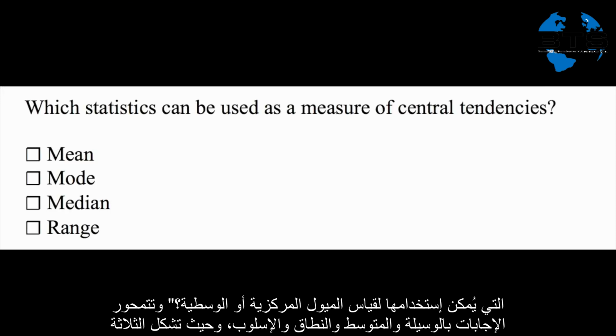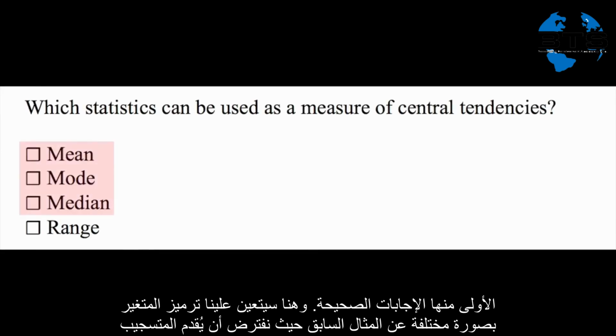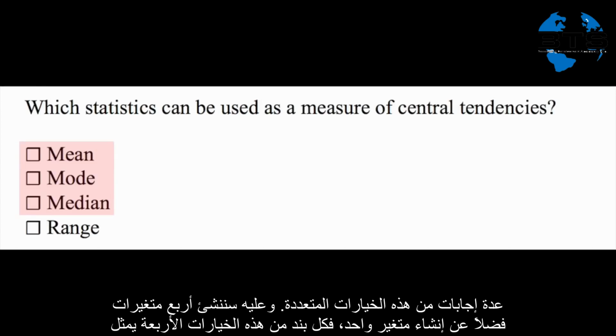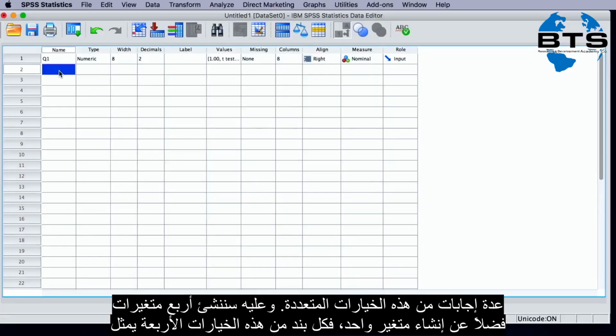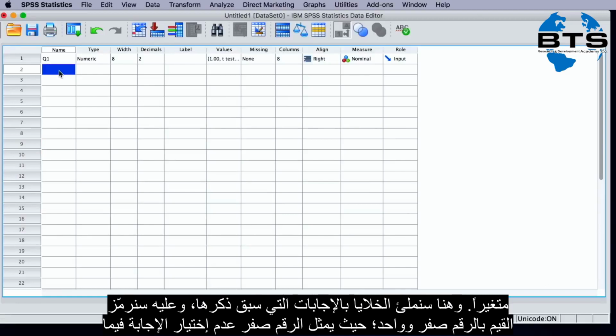The possible answers are mean, mode, median, and range, and clearly the first 3 are the correct answers. In this case, as we do expect that the respondents would choose multiple answers from the 4 possible answers, we should code the variables slightly differently from the previous example. For this question, we need to create 4 variables instead of just 1, so each of the 4 multiple choice items will become a variable.